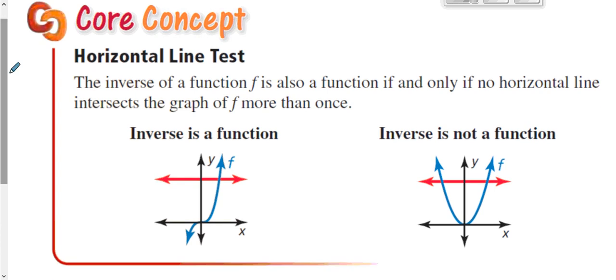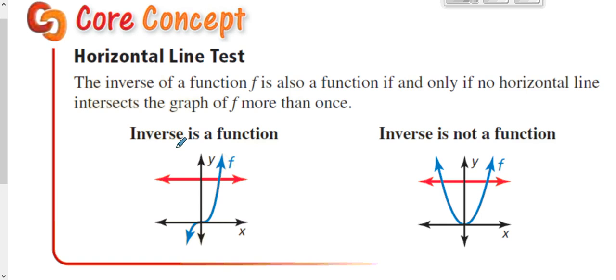Write down this core concept. It is the horizontal line test. In this horizontal line test, it says the inverse of a function f is also a function if and only if no horizontal line intersects the graph of f more than once.